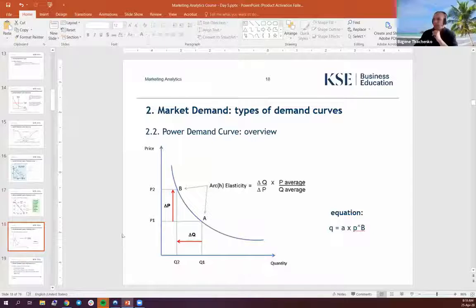Another type of demand curve is a power demand curve. So instead of having a linear expression, that very steep slope, we are having something like a parabolic demand curve. That means that the equation for the elasticity is slightly different. The quantity here would be defined as the coefficient times price to the degree of the price elasticity.